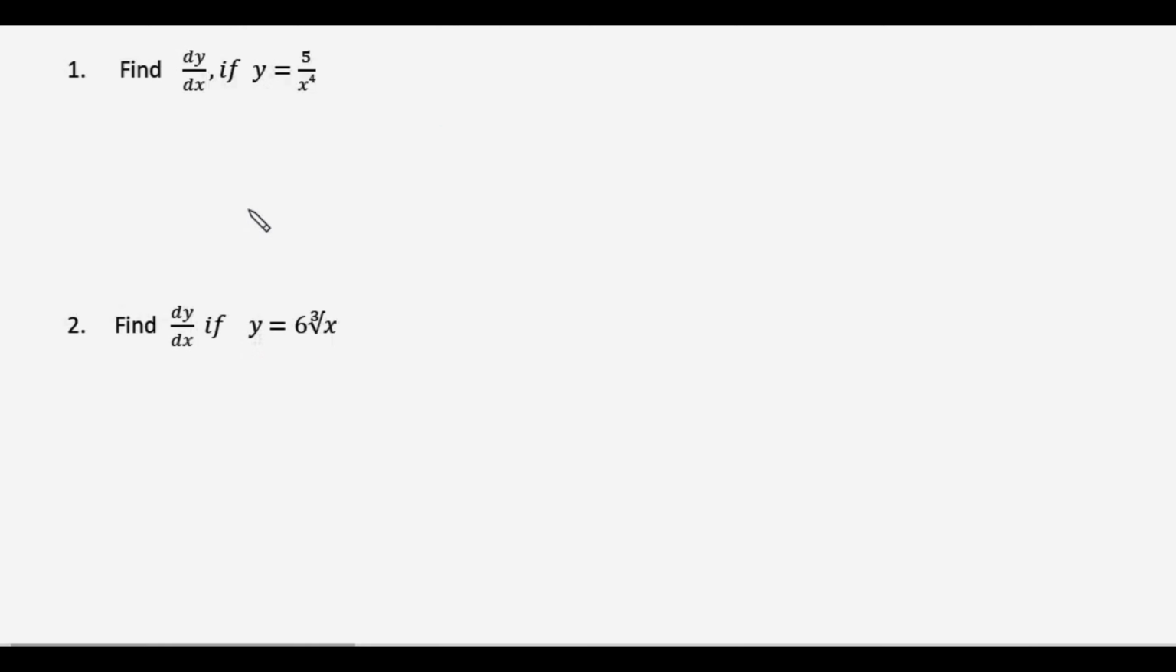So let's continue from our last example. So we have 2 questions here to solve. We have to find dy/dx if y equals 5 over x raised to the power 4. So let's solve this. We first of all write this x raised to the power 4 goes up, it becomes negative power. So let's say y is now equal to 5x raised to the power minus 4.